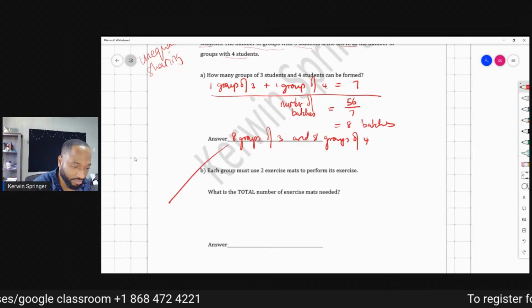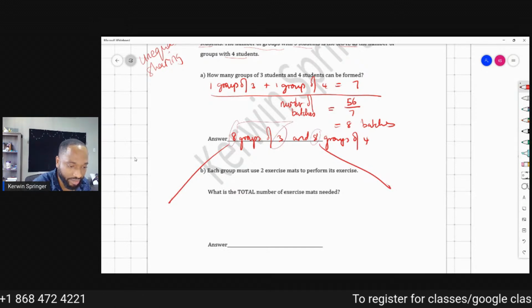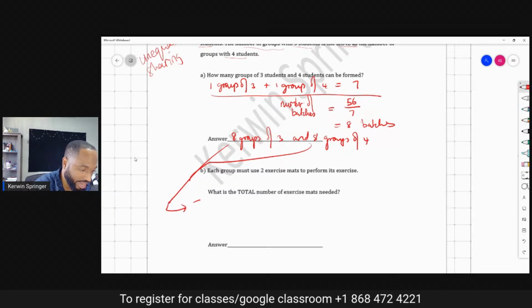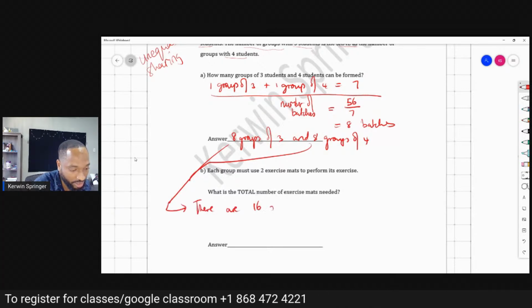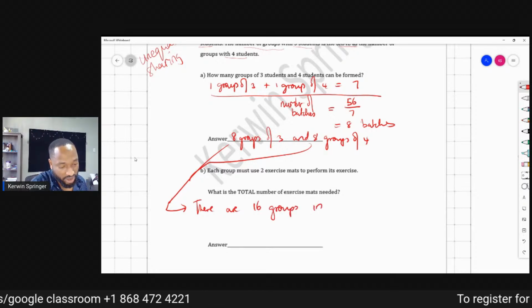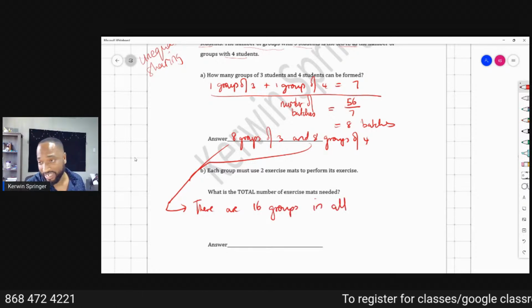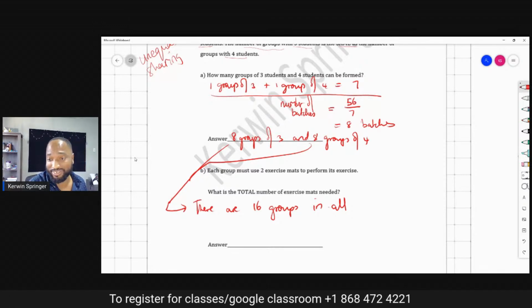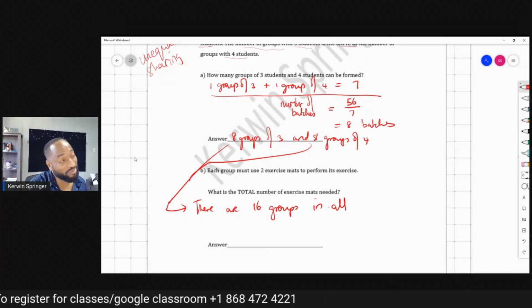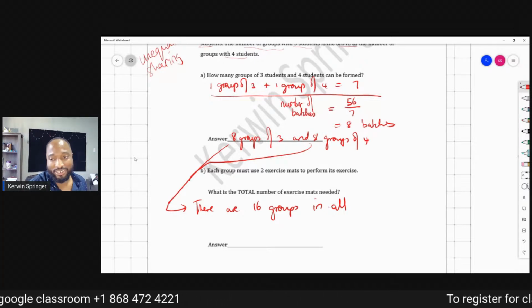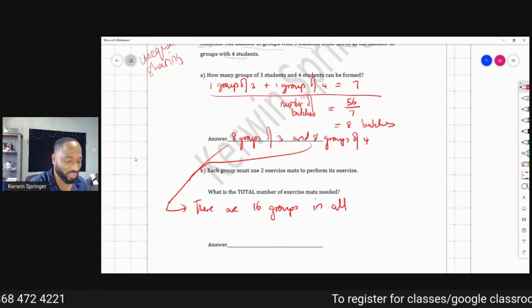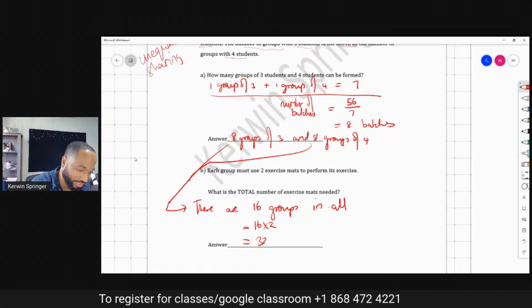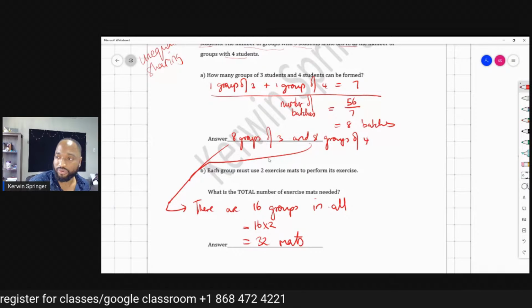Well, there's 8 groups of 3 and 8 groups of 4. So how many groups in all? There are 16 groups in all. Because I know from back in the days when I add 8 and 8, I was getting 16. So 8 groups of 3 and 8 groups of 4 had to be 16 groups altogether. So 16 groups need 2 exercise mats each, not a problem. So 16 times 2, and I get the answer, 32 mats.